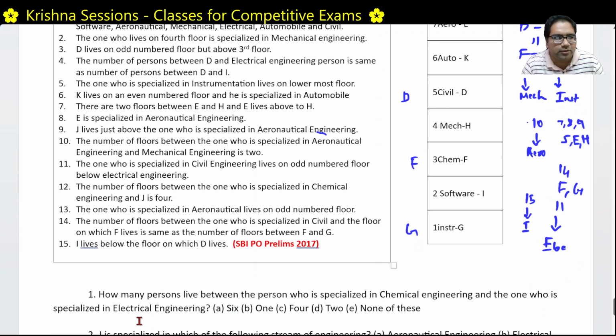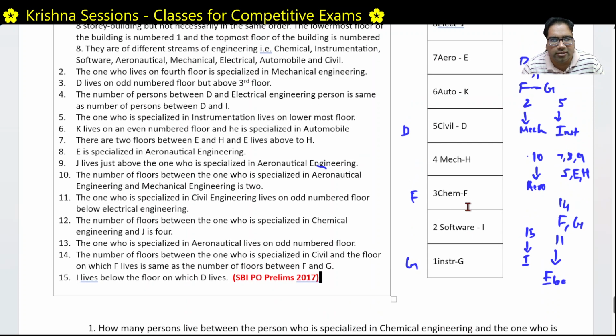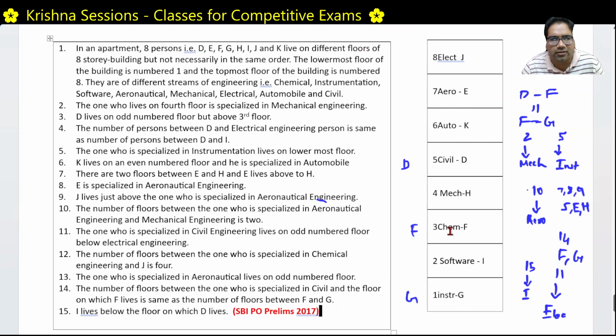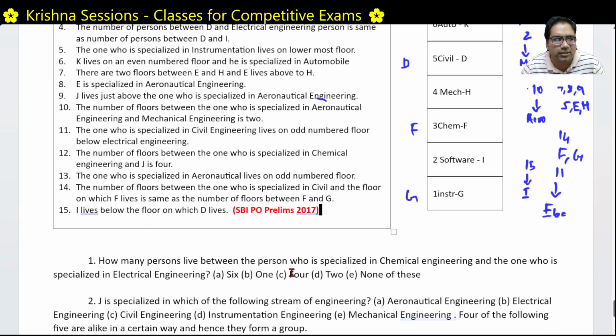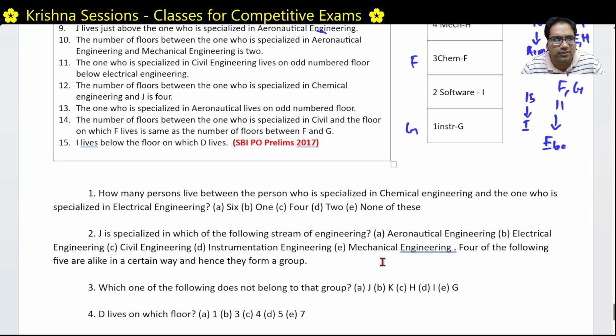Let's look at the questions. How many persons live between the person who is specialized in chemical engineering and the one who is specialized in electrical engineering? Chemical and electrical. How many people are there? One, two, three, four. Chemical and electrical, there are four people. Four is the answer. J is specialized in which of the following streams? He is specialized in electrical. Electrical is the correct answer.